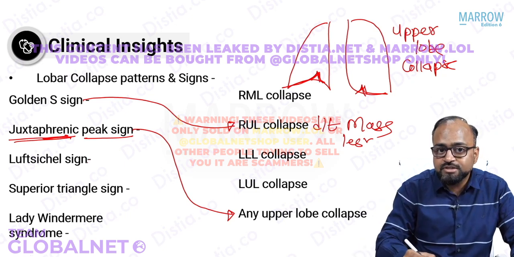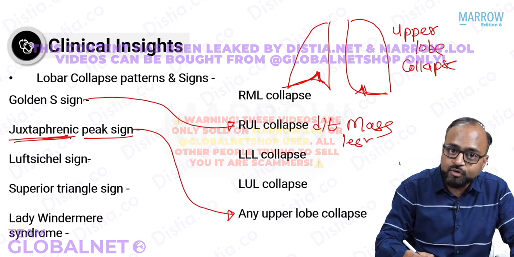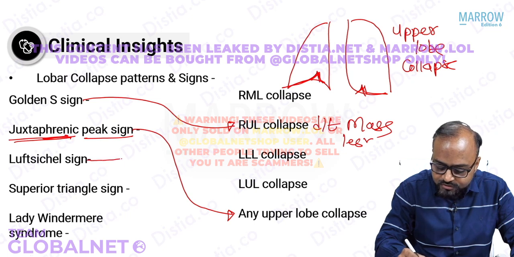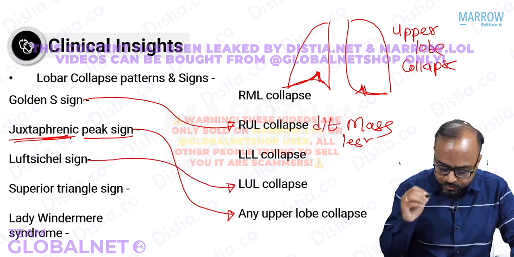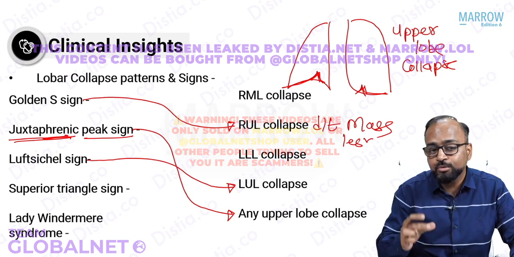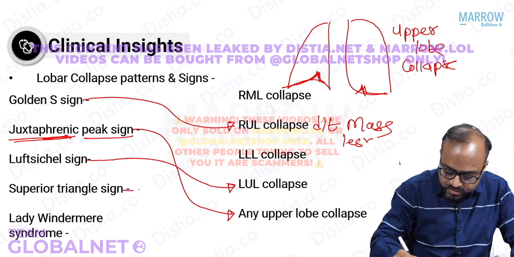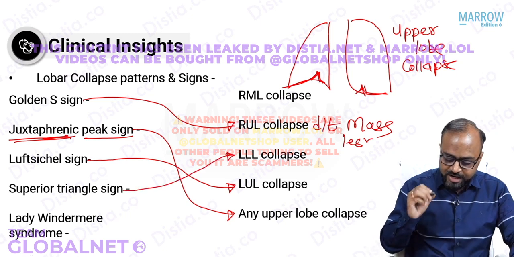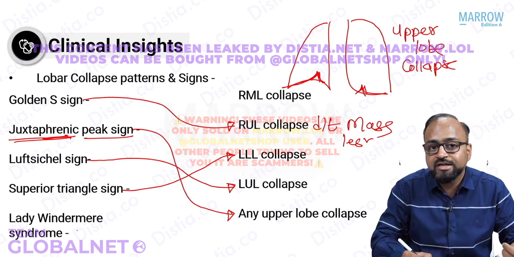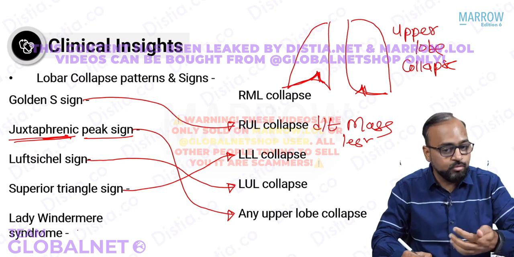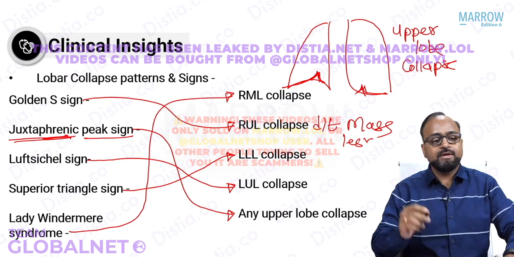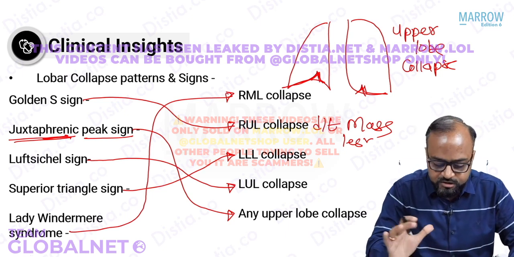Luft-Sichel sign, do you remember? Luft-Sichel means air crescent. It is seen in left upper lobe collapse due to compensatory overinflation of the left lower lobe. Superior triangle sign, lower lobe collapse, usually gives rise to a triangular wedge-shaped opacity, and that is the superior triangle sign. And Lady Windermere syndrome, we have seen pulmonary Mycobacterium avium complex infection in elderly females who suppress cough, affects the middle lobe or lingula. So Lady Windermere syndrome is usually right middle lobe collapse. So these are various signs that we have seen here. We have just matched them up.